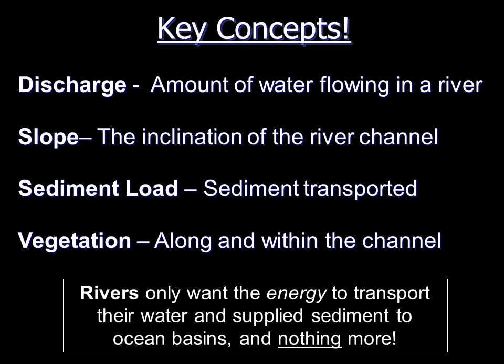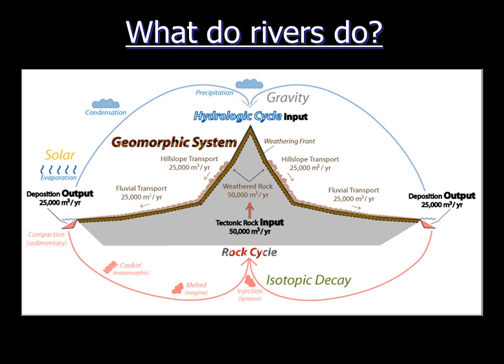Okay, so here's our key concepts again. Discharge is the amount of water flowing in a river. Slope, the inclination of the river channel. Sediment load, sediment transported, and vegetation along and within the channel. Remember, our key concept: rivers only want the energy to transport their water and supplied sediment to ocean basins and nothing more. Because if it does have more, it's going to do something. It's going to respond. If it has less, it's going to do something. It's going to respond.